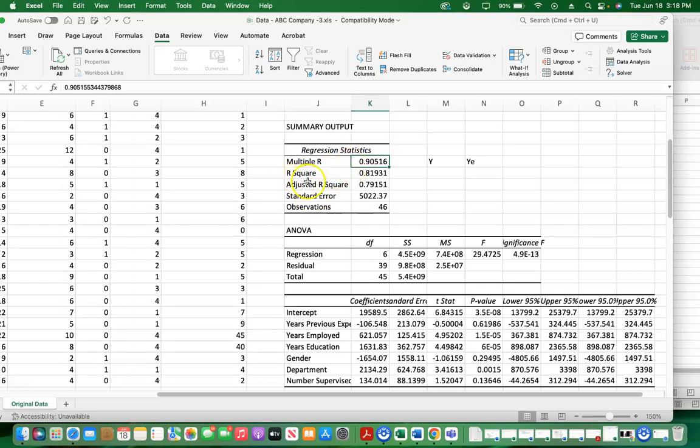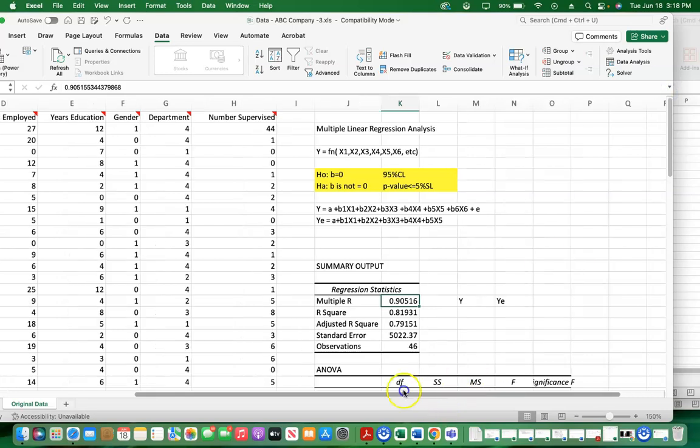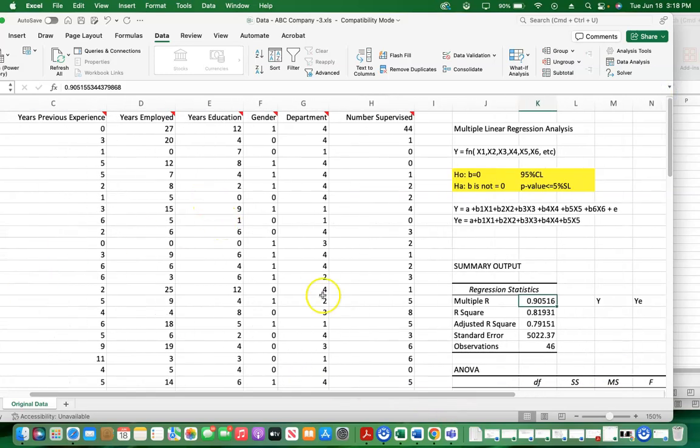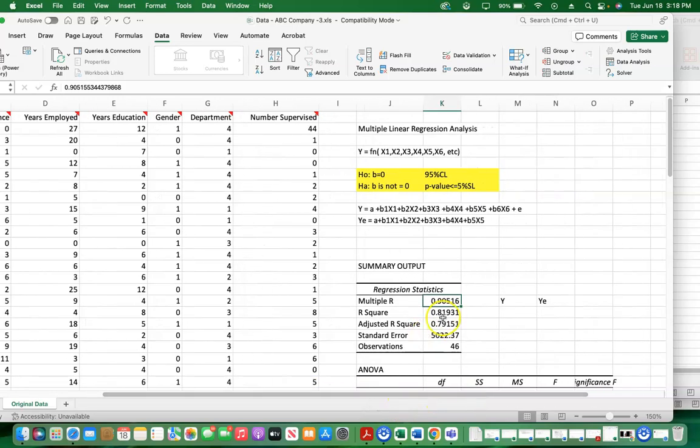And we are looking at the R squared. We can see that about 82% of Y observed is explained by the Y estimated. So in that case, it means that all independent variables together can explain about 82% of the salary, which is good.